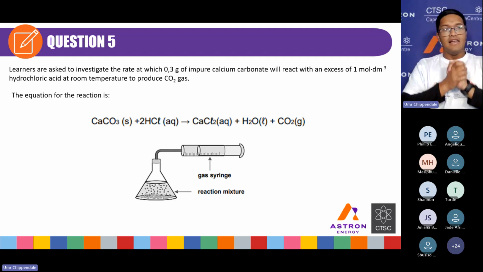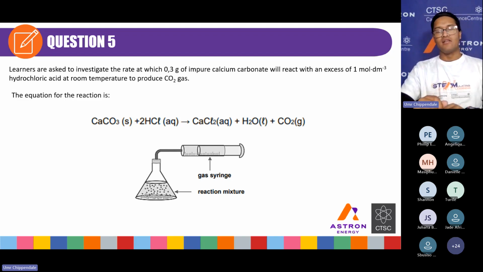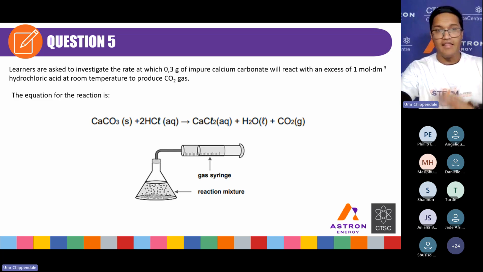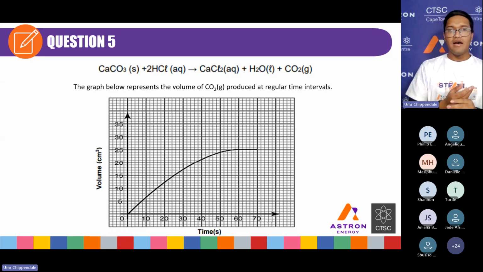Question 5. Learners are asked to investigate the rate at which 0.3 grams of impure calcium carbonate will react with an excess of 1 mole per decimeter cubed hydrochloric acid at room temperature to produce carbon dioxide gas. The equation for the reaction is given over here, and that's how the experiment looks. Now, this is not all that is given. You are also given this, so that's the formula. The graph below represents the volume of carbon dioxide produced at regular time intervals.